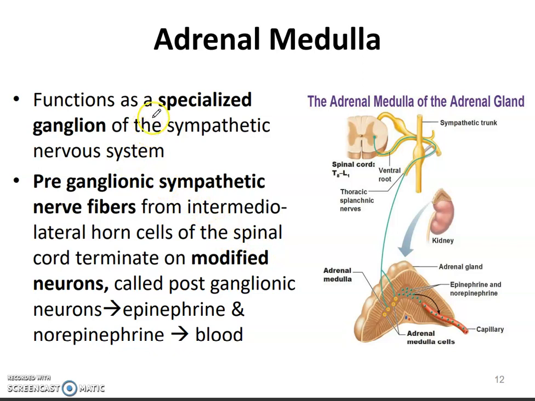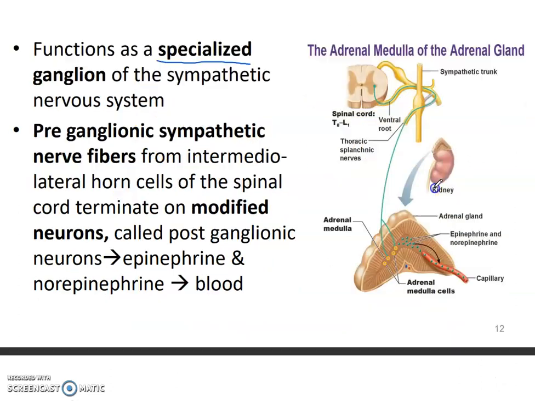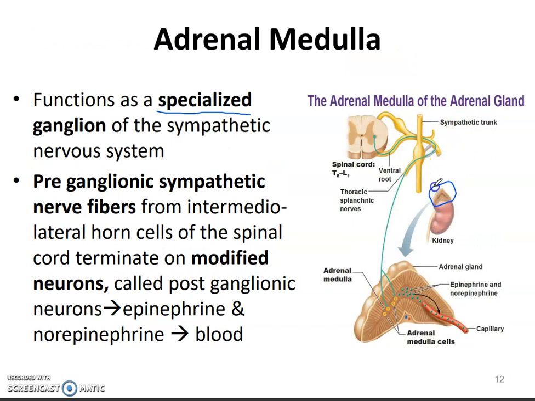It functions as a specialized ganglion, and it is present basically above the kidney. Preganglionic sympathetic fibers from the intermediolateral horn cells of the spinal cord terminate on the modified neurons. You can see that the spinal cord sections T8 to L1 are giving the innervation, and then there is the ventral root. This is providing the sensory part of the innervation, and then it goes to the adrenal medulla, and this is the adrenal gland.